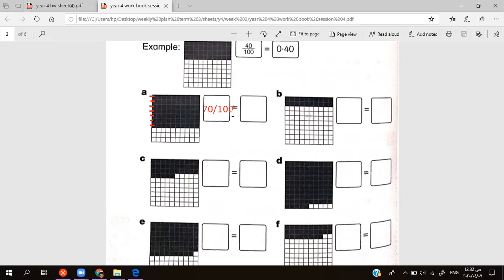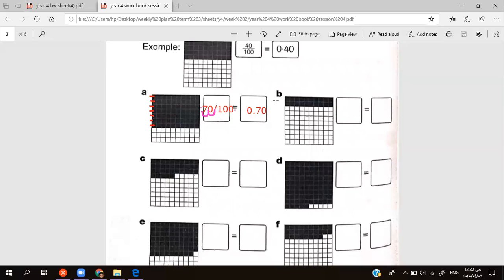It's very easy. We all know it. Move my decimal two places because it's divided by 100. So 1, 2. So it became 0.70. 0.70 or 0.7, it's the same. Okay, let's do number B.